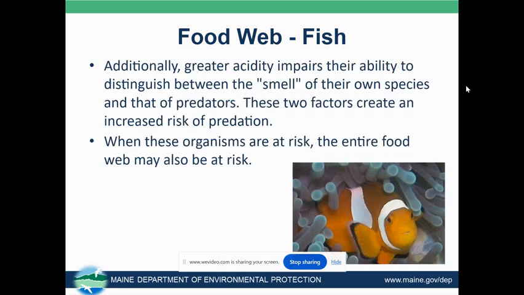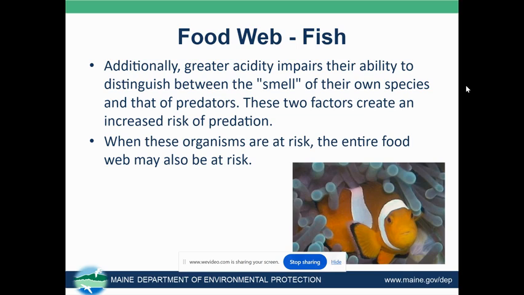All right. So this acidity, right? This lower pH, it does not allow them to distinguish the smell of their own species and the smell of predators, right? So they might see fish in the distance and not be able to tell if it's one of their own or if it's a predator, right? So while they're trying to determine if that's friend or foe, and they're not able to use smell to make that determination, they're kind of wasting time that they could be finding a place to hide or fleeing if it is actually a predator. Okay.